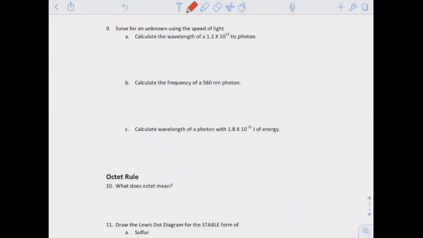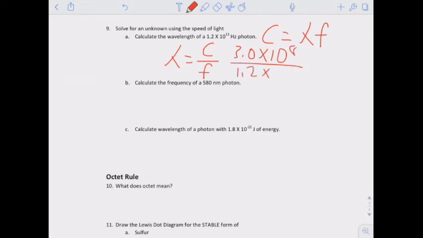So moving on to number 9, it says solve for an unknown using the speed of light. So we're using the equation c equals, that's the speed of light, equals the wavelength, which we represent like that, times our frequency. So it says calculate the wavelength of a 1.2 times 10 to the 13th hertz photon.